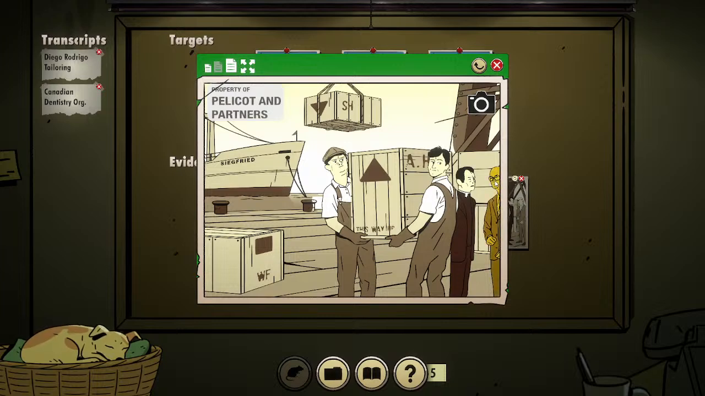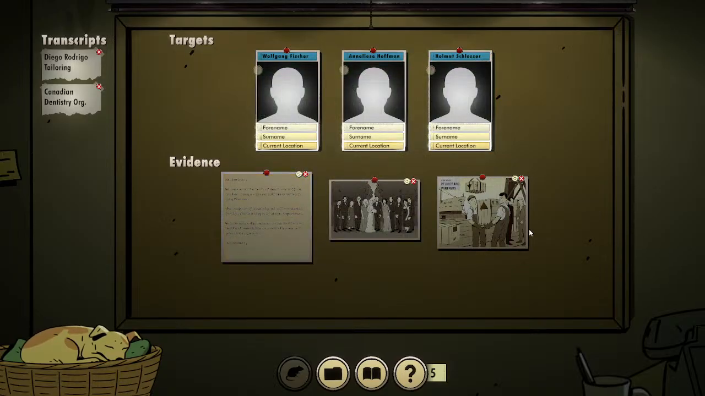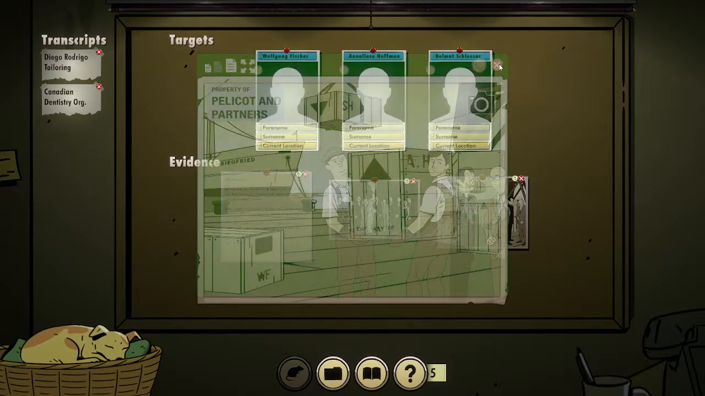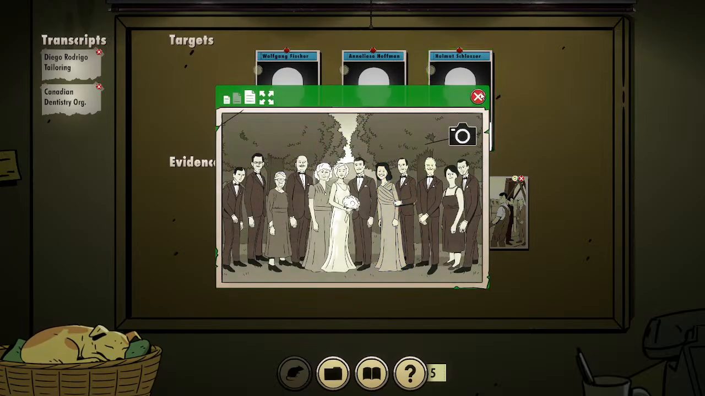This isn't the guy, is it? This isn't the guy again. Pellicott and Partners. That's not him. I'm already getting thrown off by, if you didn't hear me say earlier, there's someone that is appearing a lot in the background of photos.